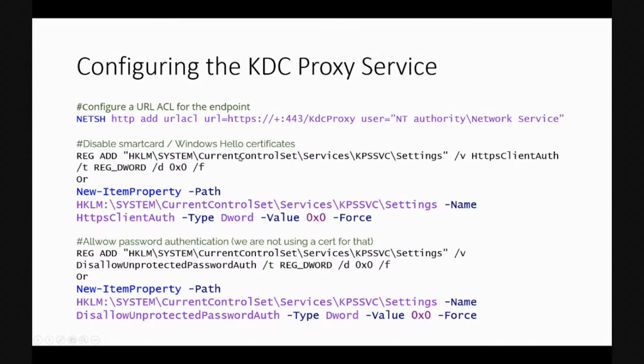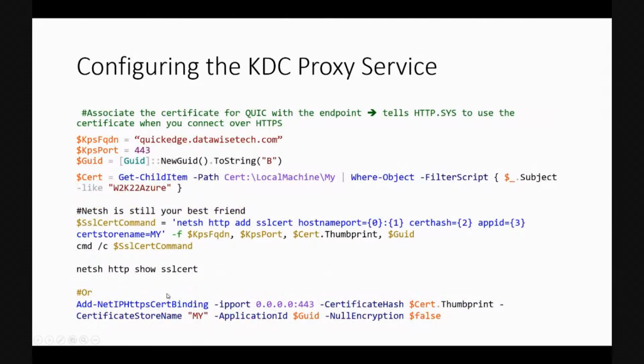In the registry, we are going to disable the smart card and Windows Hello certificates because we're not going to be using those at the moment. We're going to be using a password. So that's what we do here. We disable these and we enable the password, either with PowerShell or with reg commands, it's up to you to choose.